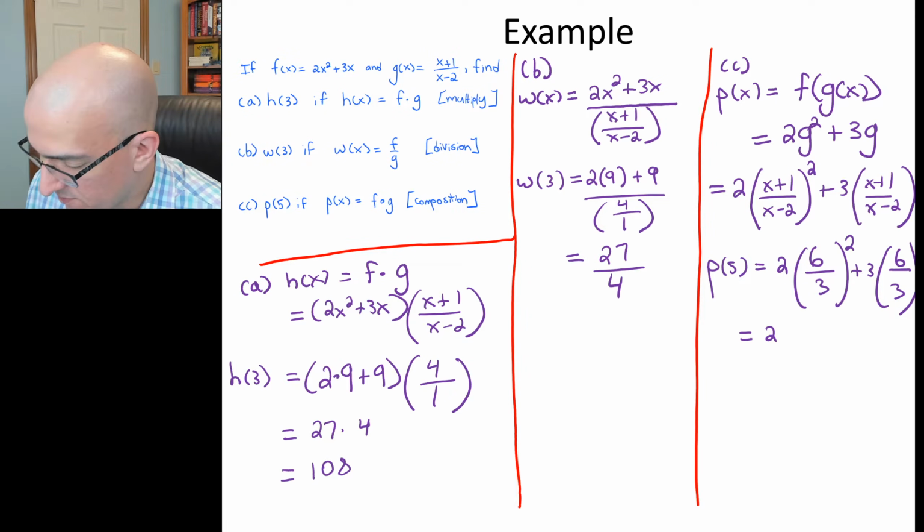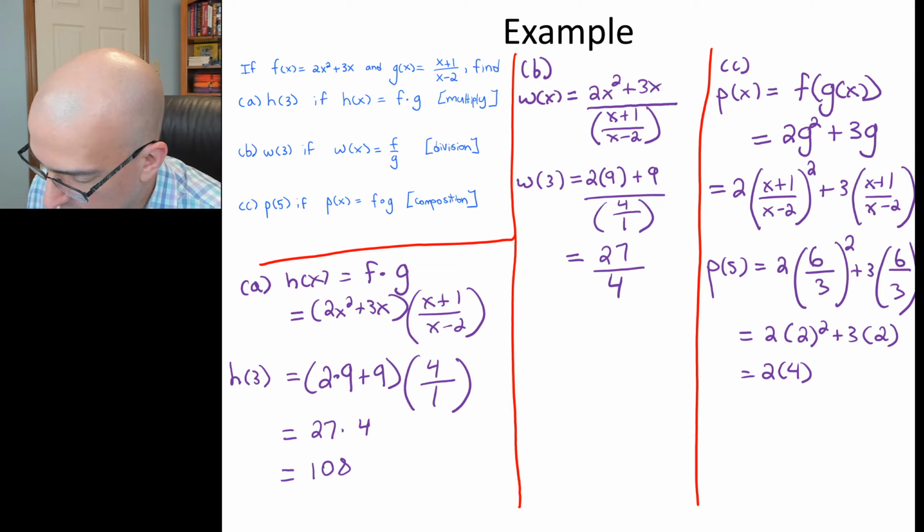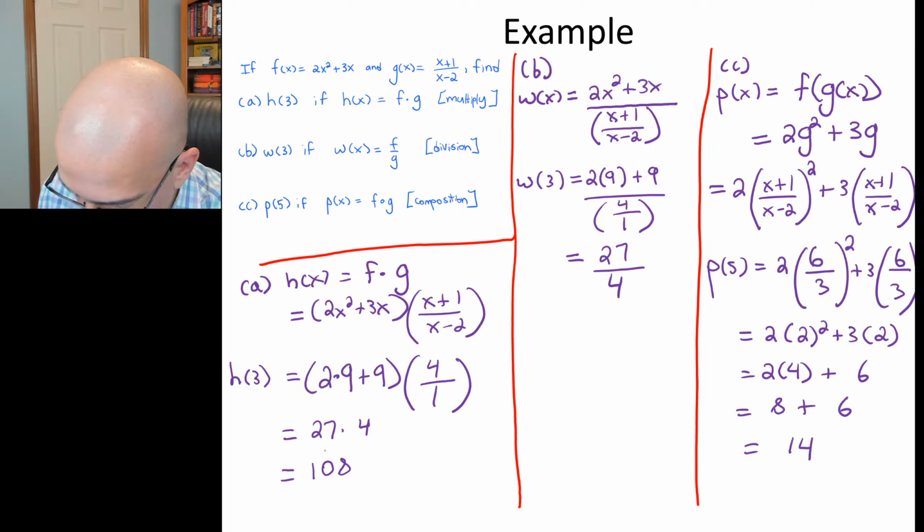6 over 3 is 2. So I have 2 squared plus 3 times 2. So 2 times 4 plus 6. So 8 plus 6, which is 14. And then I'll circle all the final answers here. That's one way to do these things.